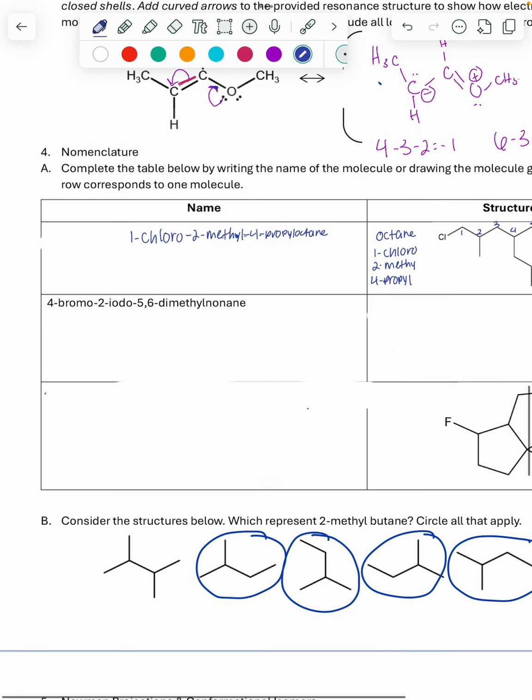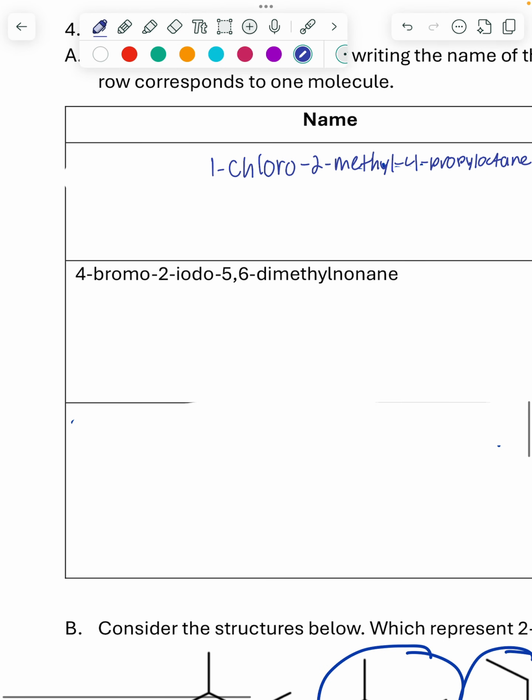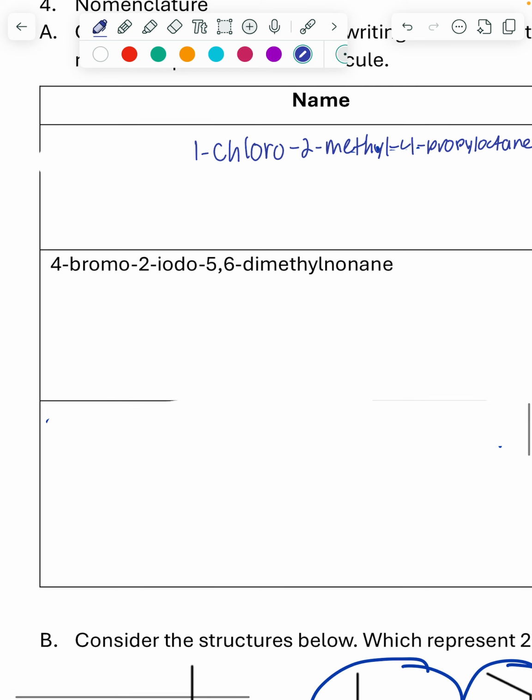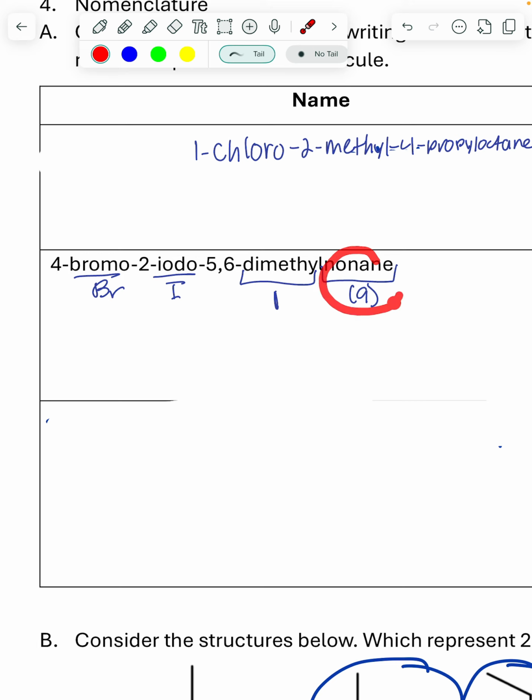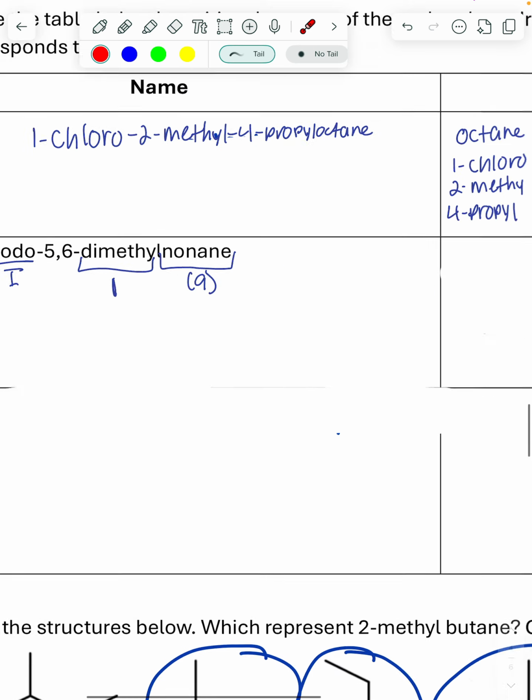Okay, next we have to draw this. She gives us the name, and we have to draw the structure. So let's break this down. First, I always look for the carbon chain, which this is nonane, so that means we have 9 carbons. Dimethyl means that there's 2 methyls. Iodo is iodine, and bromo is bromine. So first we're going to start with drawing that carbon, or the parent chain.